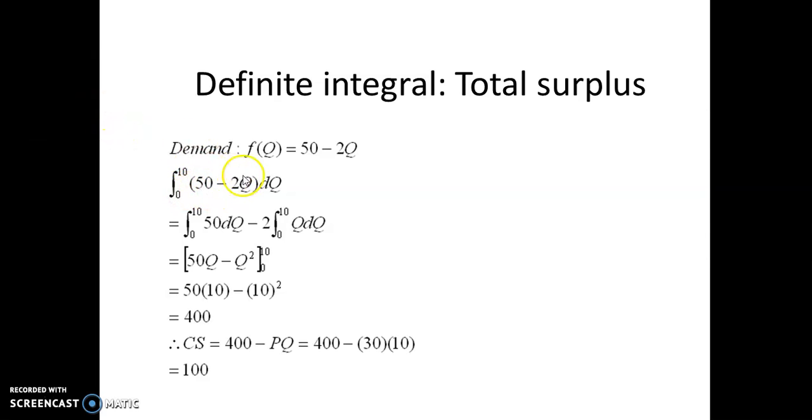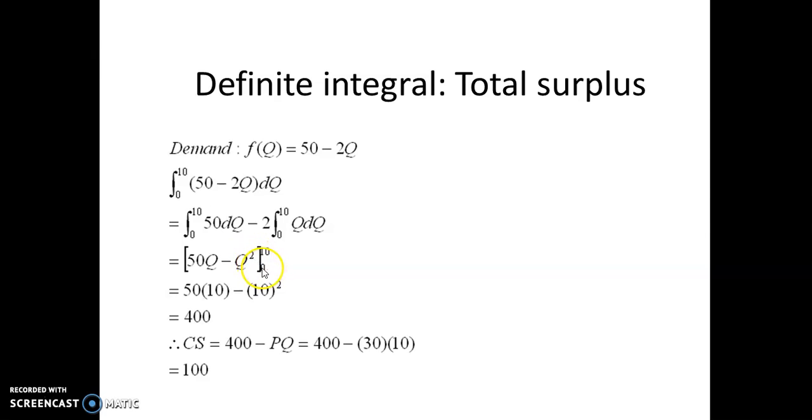Now, we first integrate our demand function. So therefore, this is simply going to be 50q, and this is going to be q squared minus q squared, because here you've got minus 2q, so q is raised to the power of 1. So therefore, n plus 1 is 1 plus 1. Q is raised to the power of 2 now, and then I've got 1 over 2 times this constant 2, which is going to give me minus 2 over 2, which is just going to be minus 1. So therefore, I've integrated this function and I've gotten 50q minus q squared.